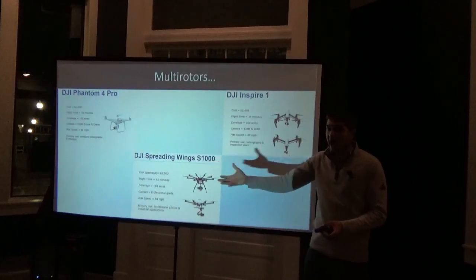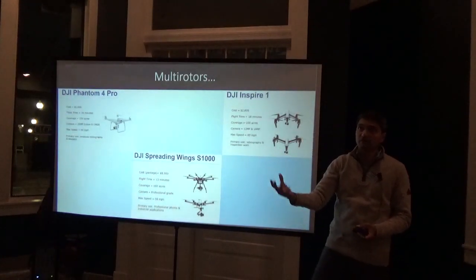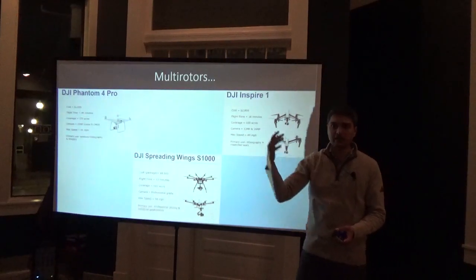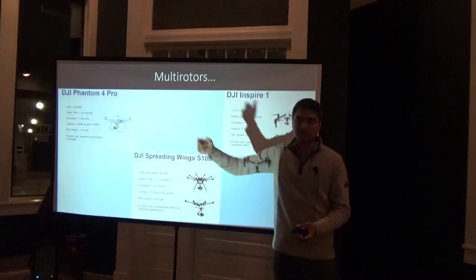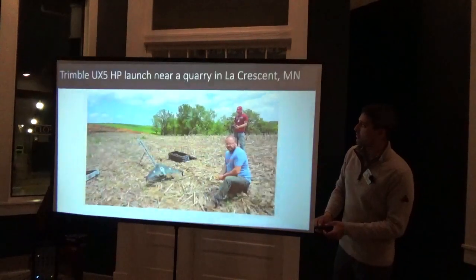Whereas with our quadcopters, you have to fly low. The camera is only 20 megapixel. If you fly it at 400 feet, you're not going to get 1 centimeter. You're getting like 4, 5, 6, 7 centimeters. And yeah, so that's the trade-off.